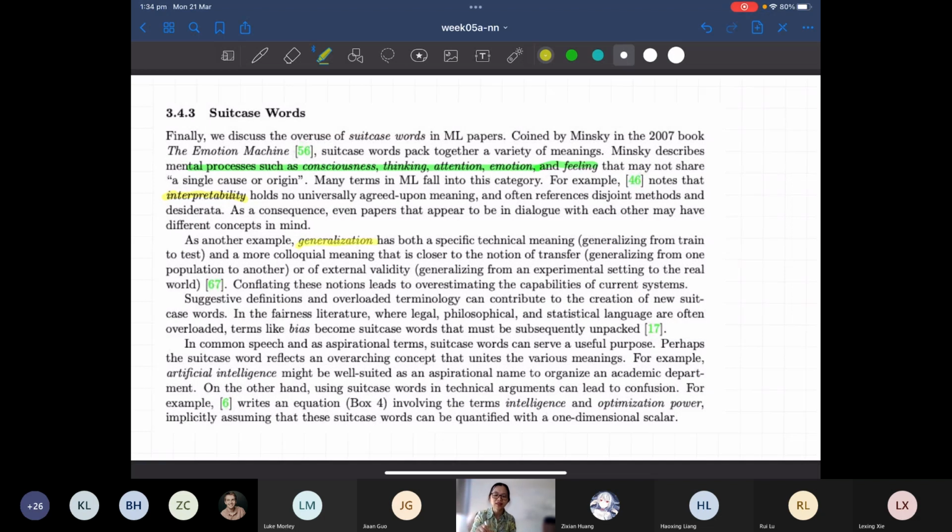Also, generalization has many different meanings. In, for example, last week's lecture, we took it to mean the performance on test sets and the gap between test and train. But in the literature it could also mean generalizing from experimental setting to the real world, right? Some of you asked, if I train a model in a large class, can I apply it to a small class? This refers to external validity, and this notion is also closer to transfer. These are different meanings. Anyway, so here are some cultural rants.